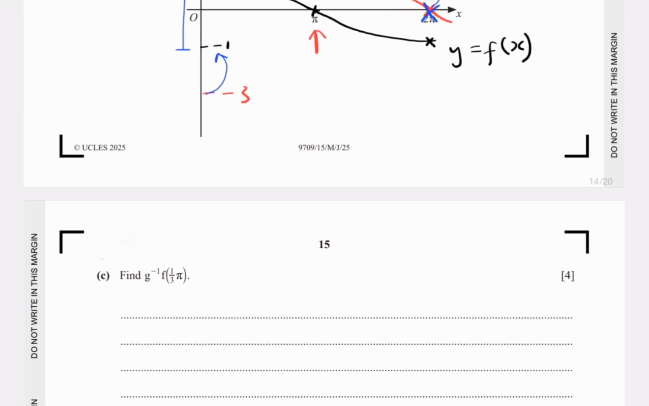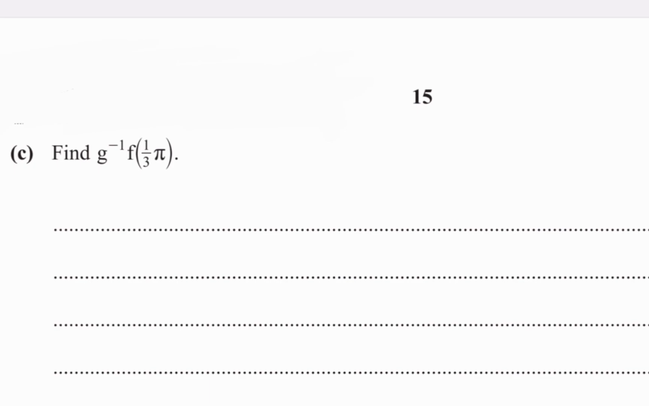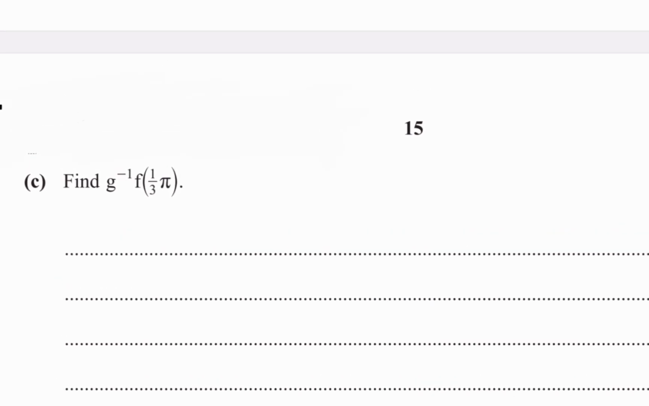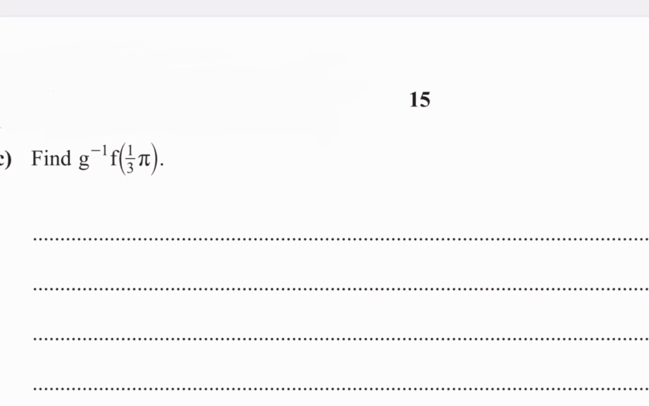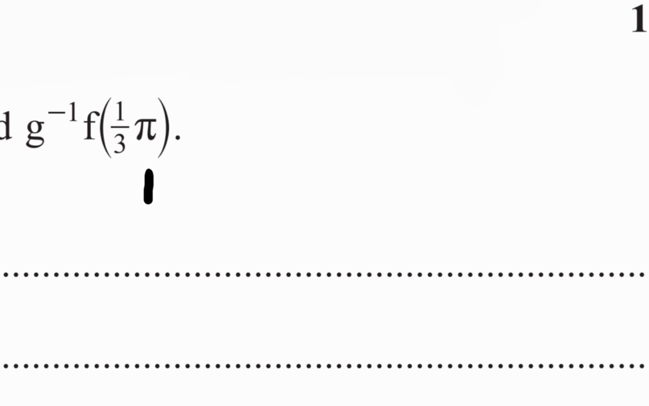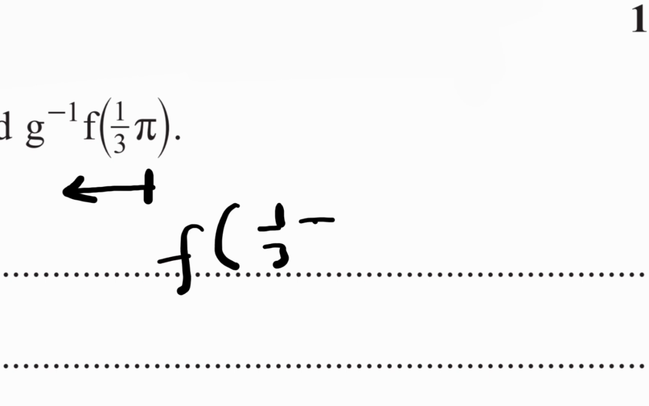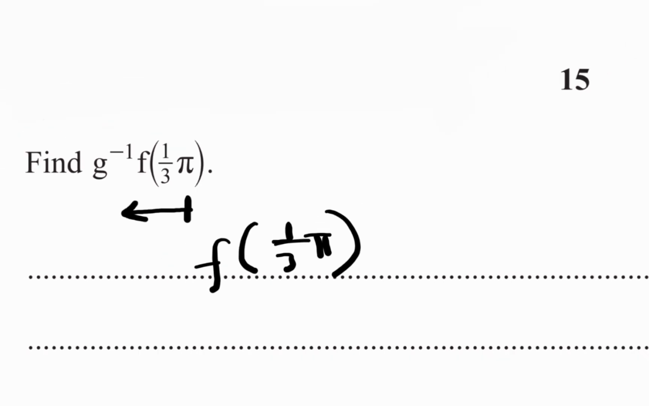And moving on to part C, it says find the inverse of g, then f a third pi. So these kind of questions, remember, work from inside going out. So first we're going to figure out what f a third pi is, right?